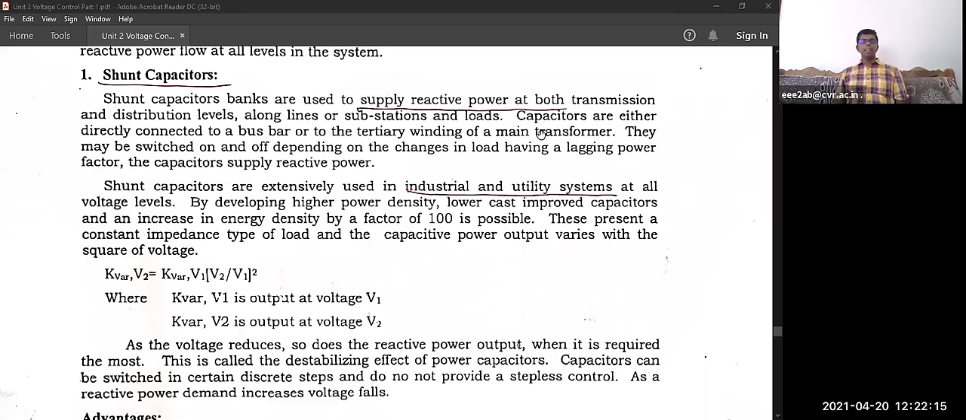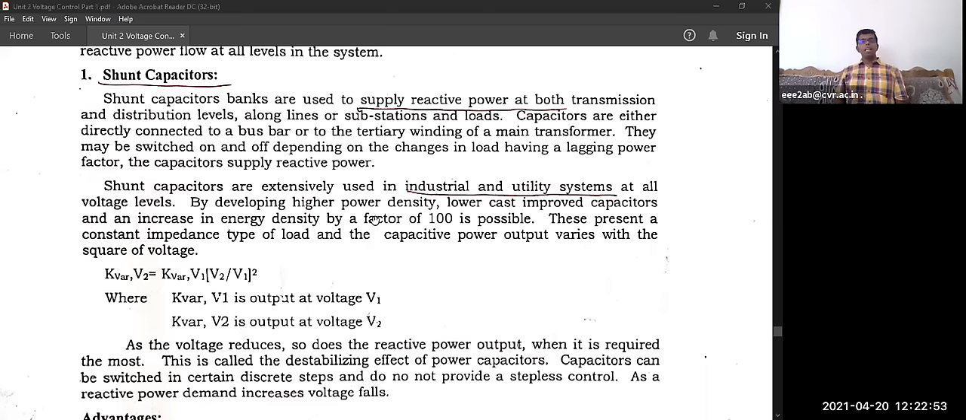Then capacitors are either directly connected to the bus bar or to the tertiary winding of the main transformer. They may be switched on and off depending on changes in the loads having a lagging power factor. If a lagging power factor is there, they simply switch on the shunt capacitor bank, so that the lagging power factor becomes leading and is maintained constant. Shunt capacitors are extensively used in industrial and utility systems at all voltage levels.